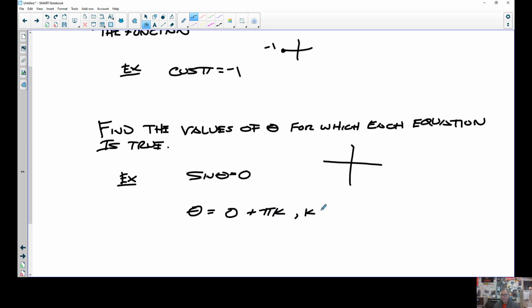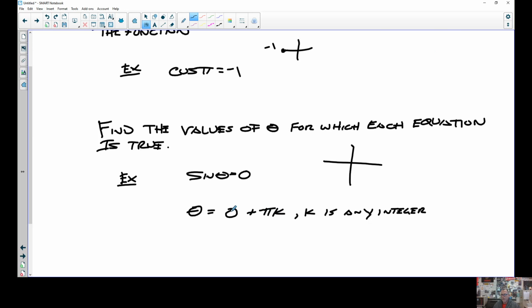And what is k? You have to always say this. K is any integer, because integers are counting numbers, right? Positive and negative. So this could be -1, +1, -2, +2. K is any integer. So this would describe the infinitely many places.